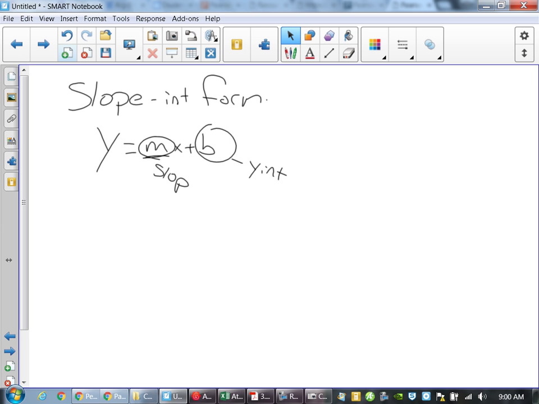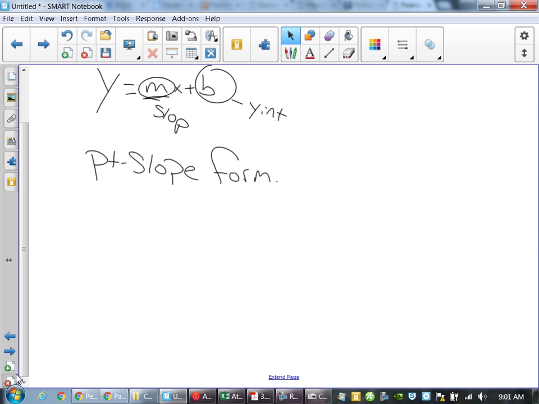Point slope, what does that look like? Not quite. What was point slope, remember? You're close. You're very close. Point slope form.